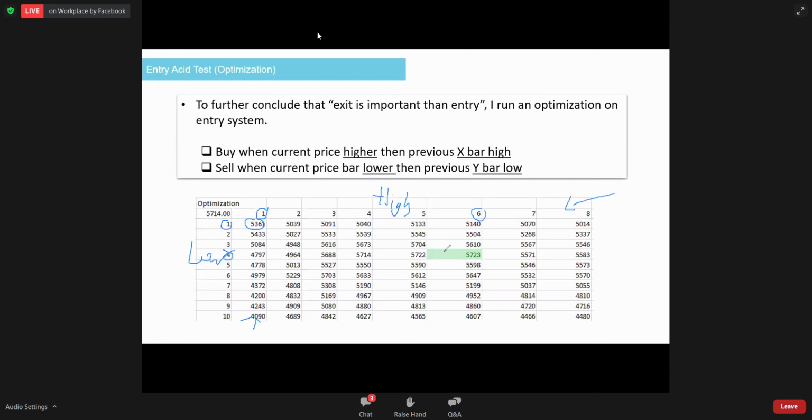Why? Because again, the trading edge does not come from the entries, it comes from the exit. It means the 2 ATR thing really works. It doesn't matter what the entry is. And that is what I want to see.